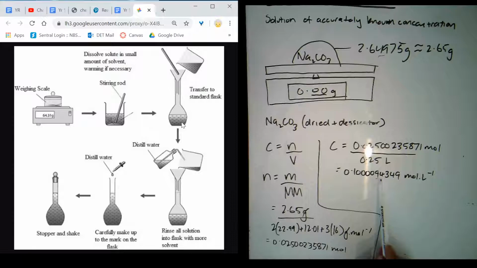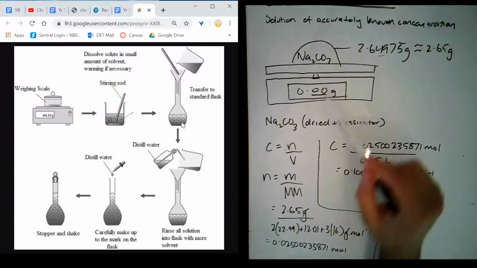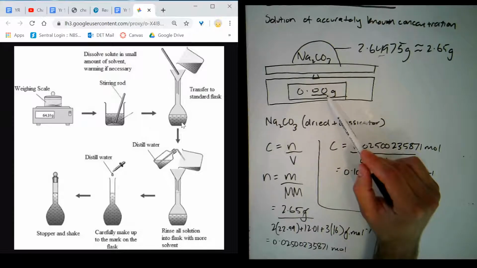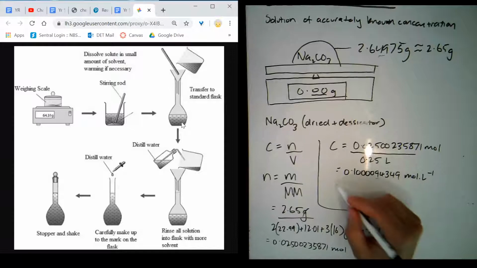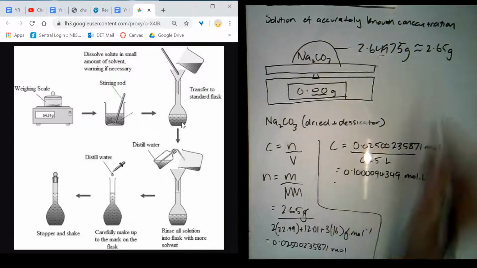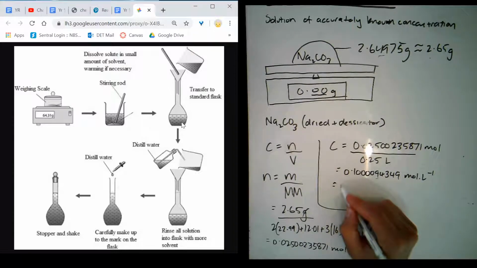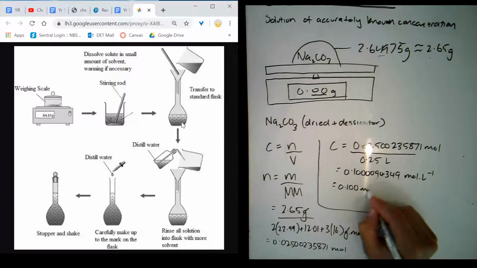Now, the truth is, our most limiting calculation was this. Our most limiting number we used for a calculation was this anyway. So if you're actually going to go and report the concentration of this, the truth is you can only really report it to 3 significant figures. We weighed it out to 2.65 grams. So I can report this now as 0.100, that's my 3 significant figures, moles per litre.